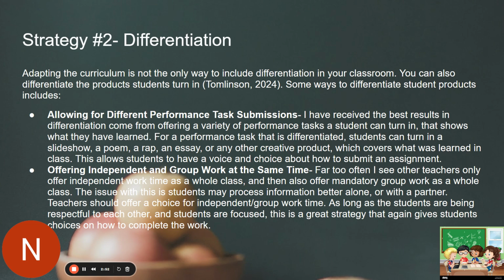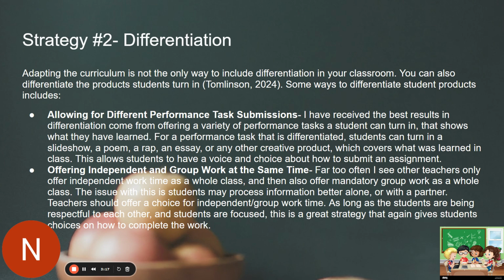It can be frightening giving students more leverage in the classroom because we think of everything that could go wrong. However, students thrive in a classroom where they are given a voice and choice. In this second strategy, we are focusing on how student products can be differentiated. When I say student products, I mean what they turn in to be graded. Again, I have provided one less time-consuming option and one option that may take a bit more time.